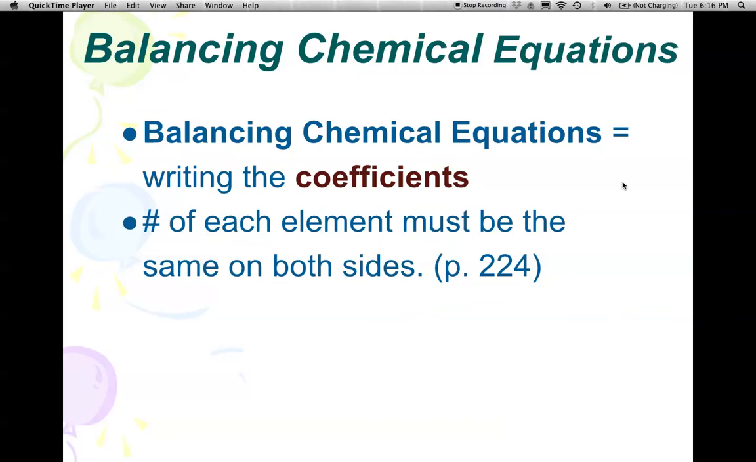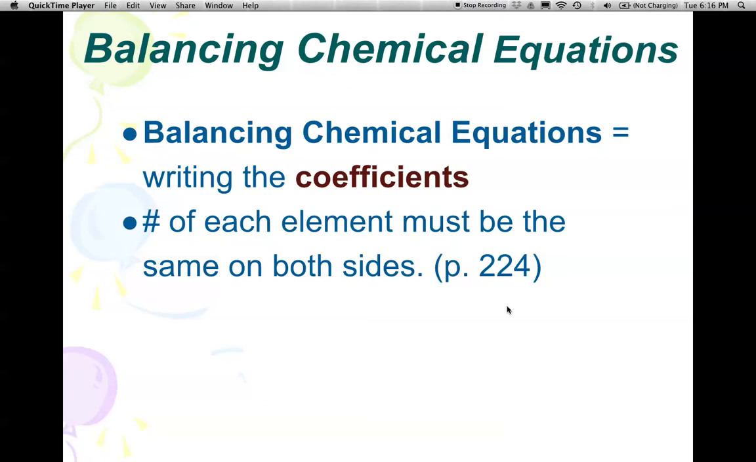Mr. Samuels here with a quick lesson on balancing chemical equations. When we're talking about balancing chemical equations, we're talking about writing in coefficients so that the number of each element is the same on both sides of the equation. There's a little explanation of this on page 224 of your book.